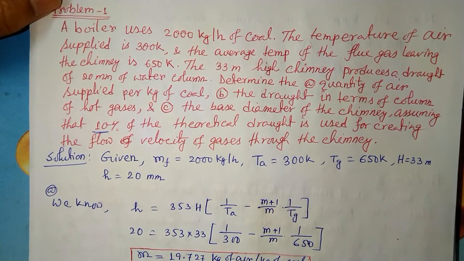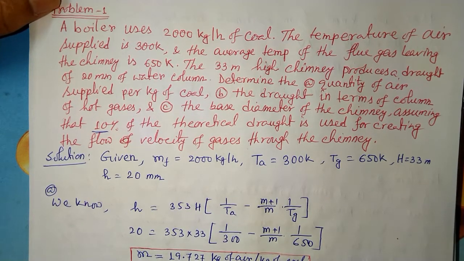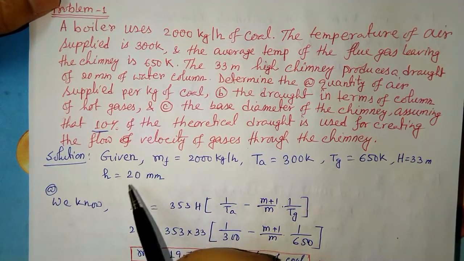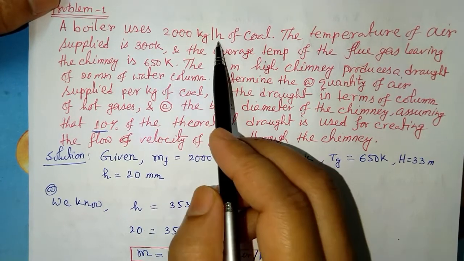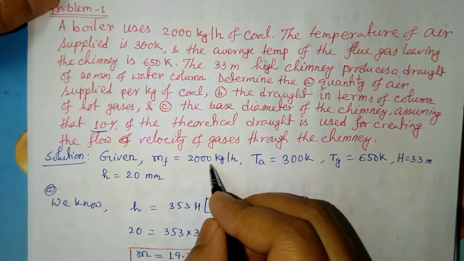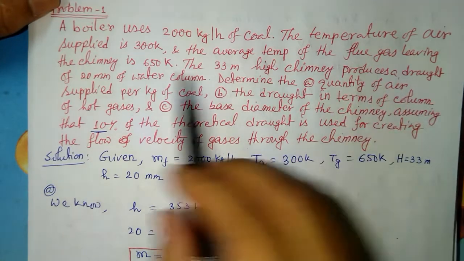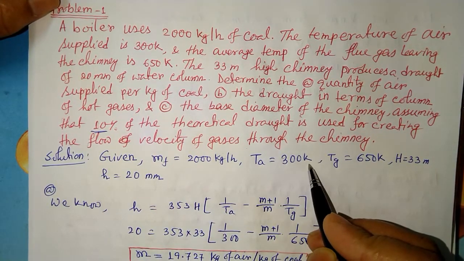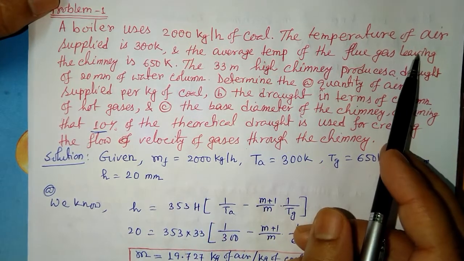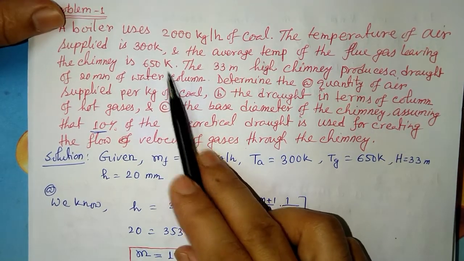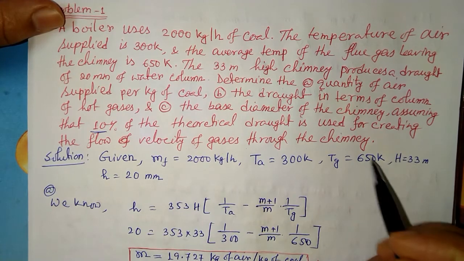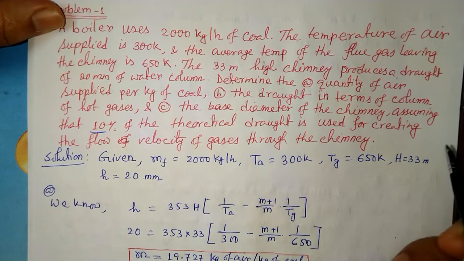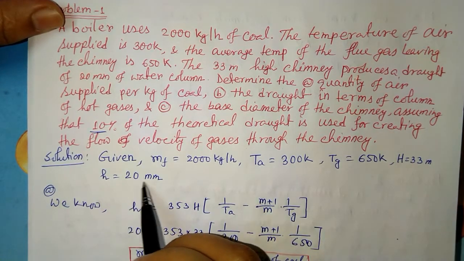So this is given. As we know, when we are going to solve a problem, first we need to know what information is given. First given is the mass of the fuel per hour, that is 2000 kg per hour. Temperature of the air, meaning atmospheric air temperature, Ta is 300 Kelvin. Hot flue gas temperature is 650 Kelvin, so Tg is 650. Height of the chimney given, H is equal to 33 meter. Also the water column height is given, 20 millimeter.